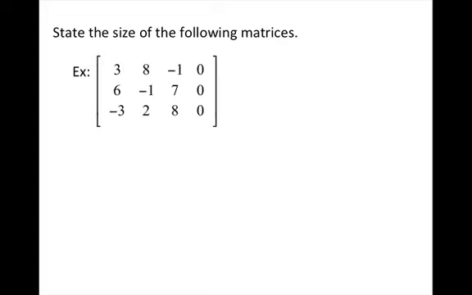If we look at some examples, suppose I had this matrix. Well, the rows are always horizontal, so I have 3 rows. The columns are vertical. I have 4 columns. You always list your rows first, so the size of this matrix is a 3 by 4. In the next example, I have 2 rows and 1 column, so its size is 2 by 1. The rows are horizontal, the columns are vertical, and you always write the number of rows first.